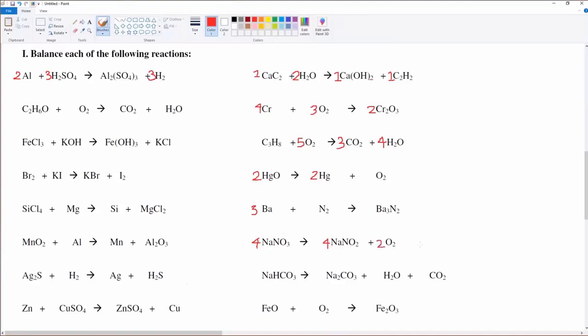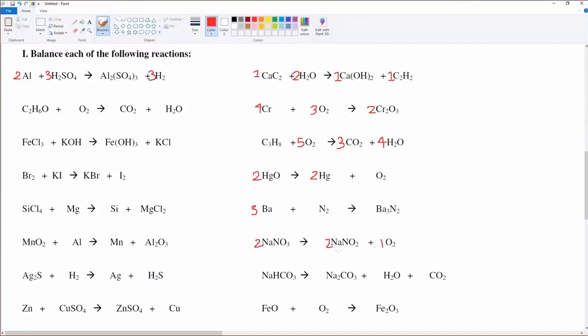Is that the right answer? Maybe. It is balanced. It's technically balanced, but it's not the right answer because when we balance it, not only can we not have fractions, but we also have to have the lowest whole number ratio. And you can actually reduce this. Yes, yeah, you saw it, Sarah. Perfect. You can reduce that to 2 and 2 and 1.